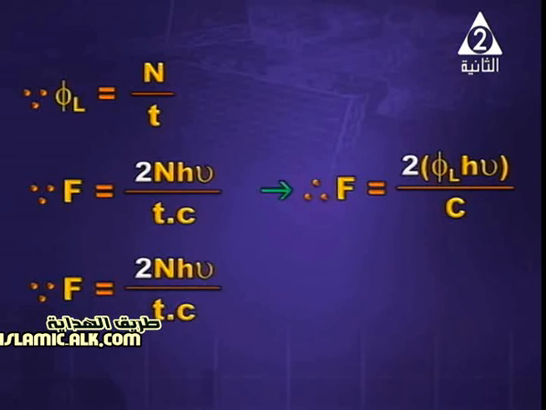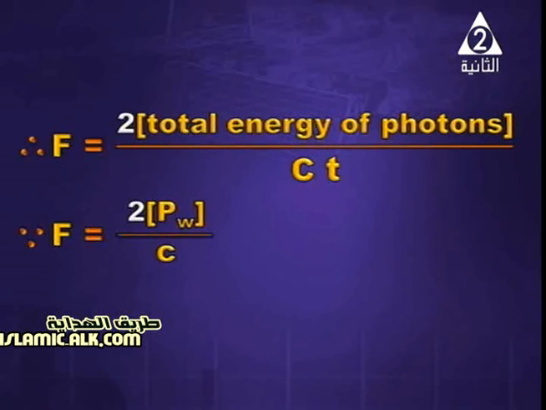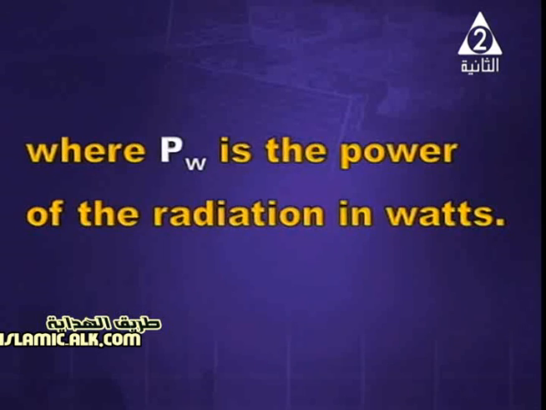And we've got something very important here. h nu is the energy of the photon. N h nu is the total energy. Total energy over time is power. So the force equals, between two brackets, total energy of the incident photons over ct, and energy over t is power. So the force equals 2 times the power over c. This is the expression usually used to determine the force of the photons when reflected by a surface. P is the power of the radiation in watts, of course.